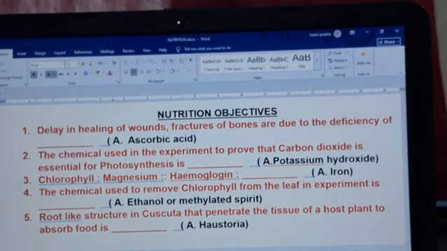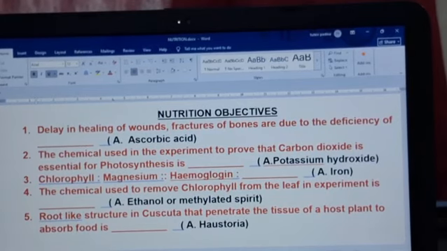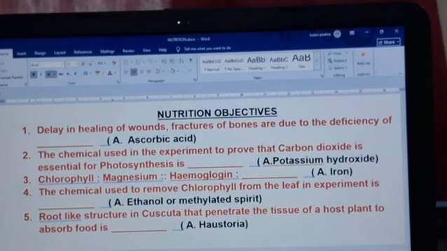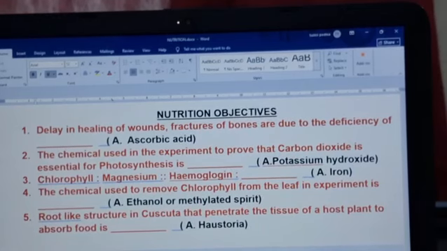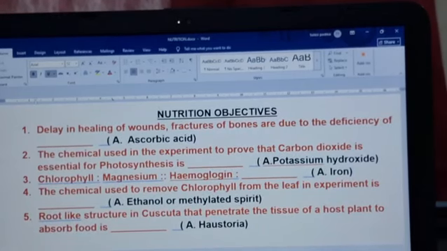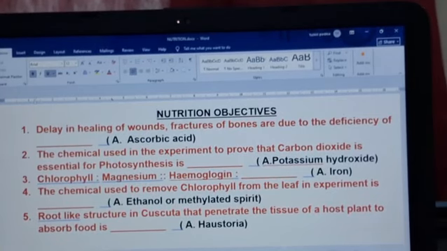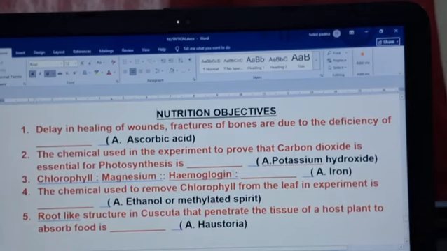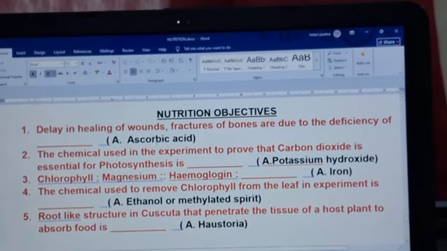In the previous videos, I have done the nutrition, 2 marks questions, 4 marks questions and 6 marks questions. Now this part is dealing with the objectives, previous year's objectives. The red ones are the questions and the black ones are the answers.